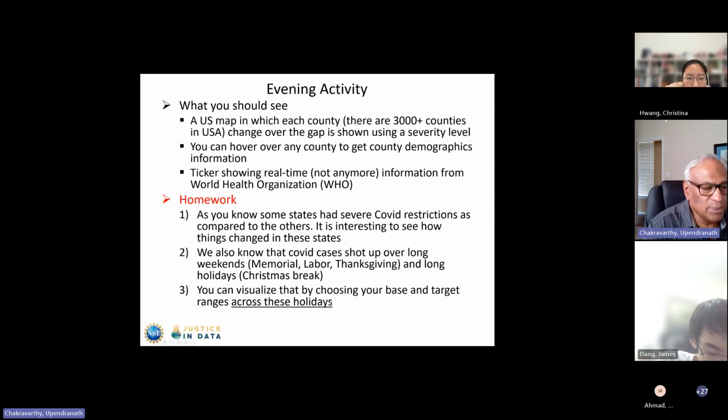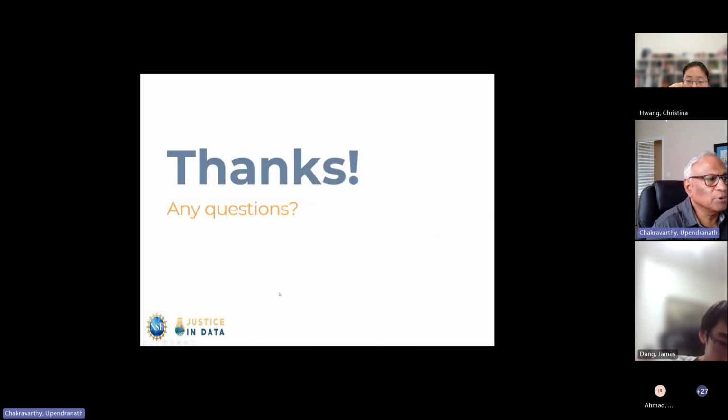So you can visualize that by choosing your base and target across these validators. Just play with it and see. What we are looking at is a finished product, but developing that involved multi-source data input, merging them, cleansing them to some extent, doing some analysis underneath, and then visualizing them in a particular format. So that's what analysis is about.